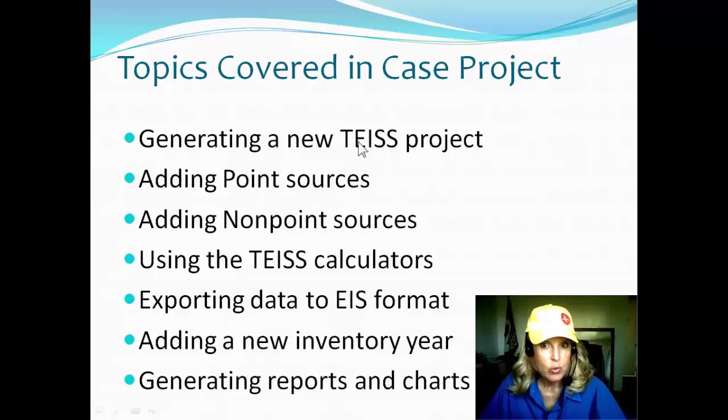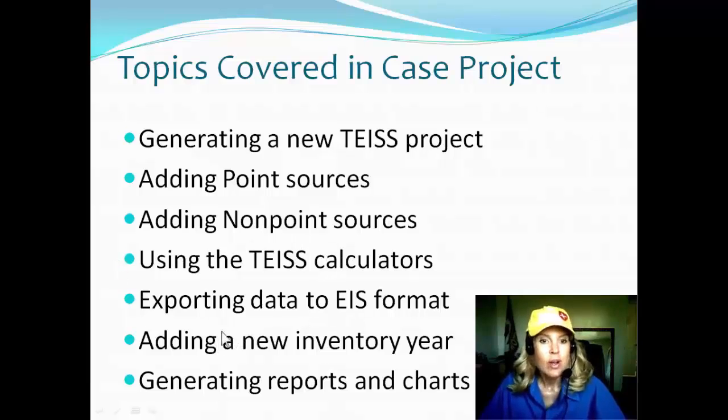In this module, we're going to generate a new TEISS project. We're going to talk about where to store it and what folders and what the files look like. You're going to add a point source. You're going to add a non-point source. You're going to use the TEISS calculators with fake activity values that we give you to generate estimates for the emissions using the TEISS calculators for the point source that you generate in your project and the non-point source.